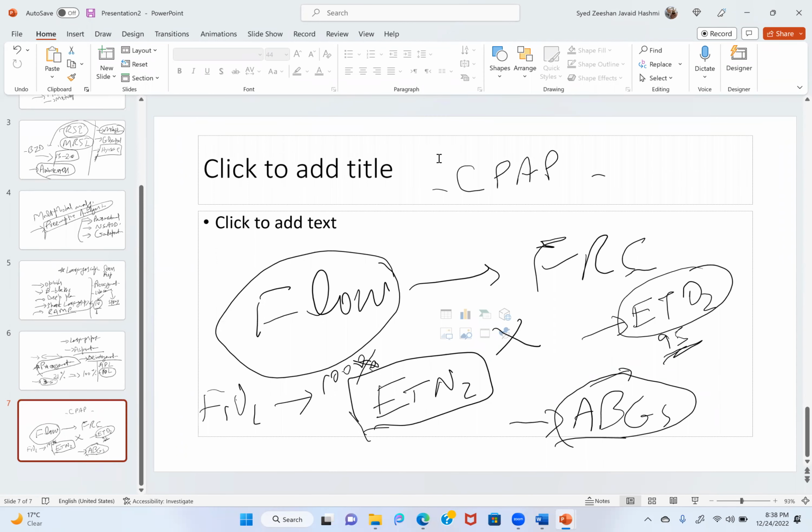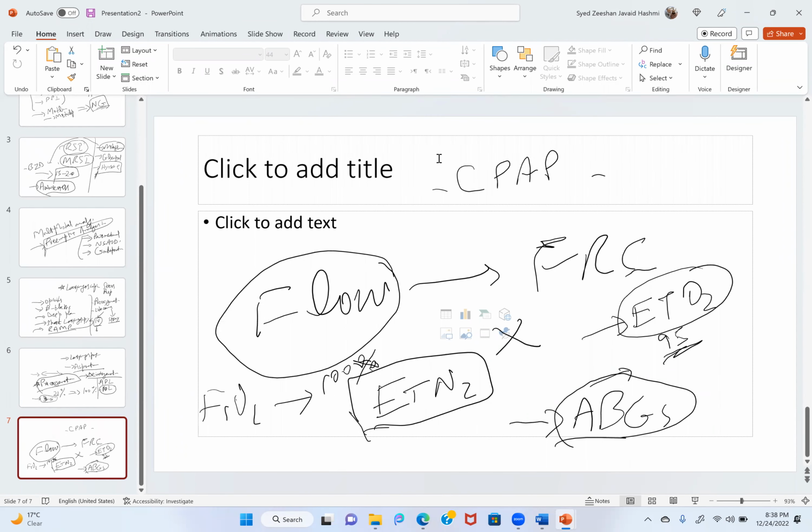So how much flow? Remember one thing. How much flow is required for that circuit? Flow has nothing to do with pre-oxygenation. Remember this thing. You should have a flow adequate to avoid rebreathing. Rebreathing does not necessarily need 10 liters of flow. You understand my point? Yes.